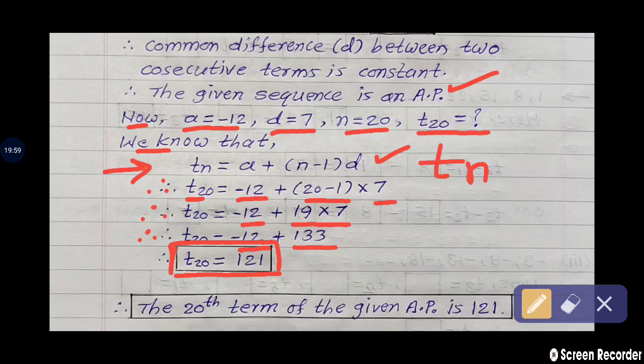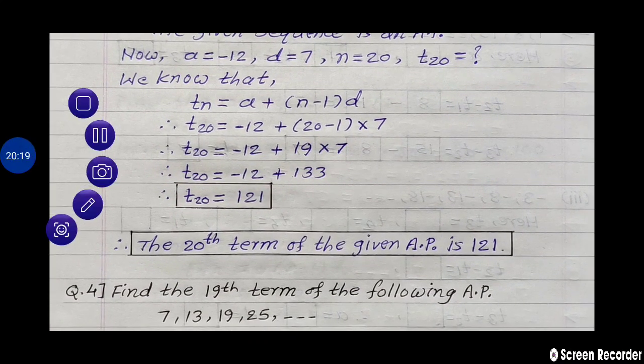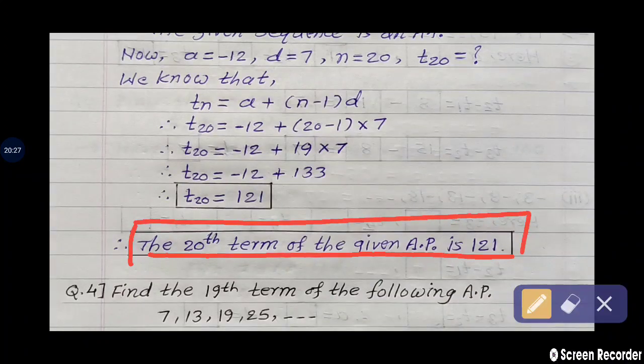121. So in the given progression, the term present at the 20th position is called the 20th term. The 20th term is equal to 121. The final answer we write in a proper sentence. Therefore, the 20th term in the given AP is 121. Finally, we write the answer this way.